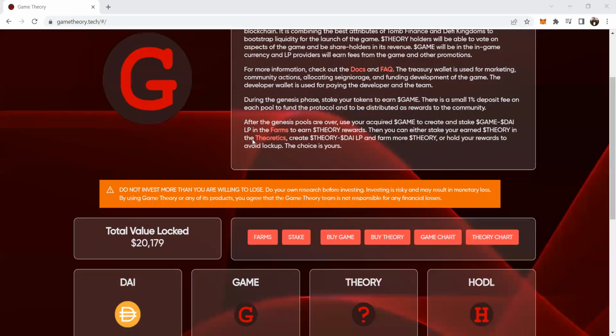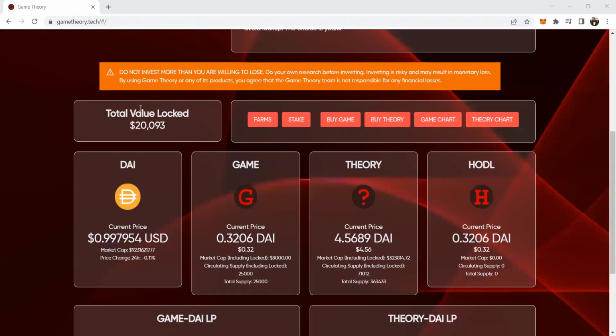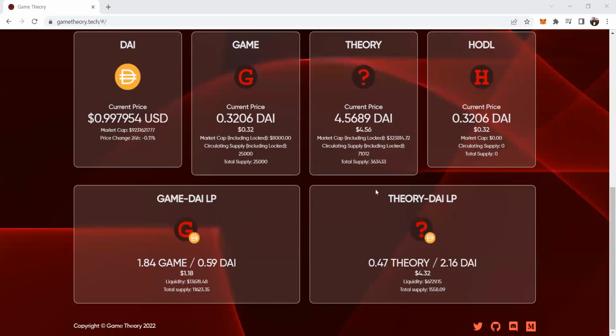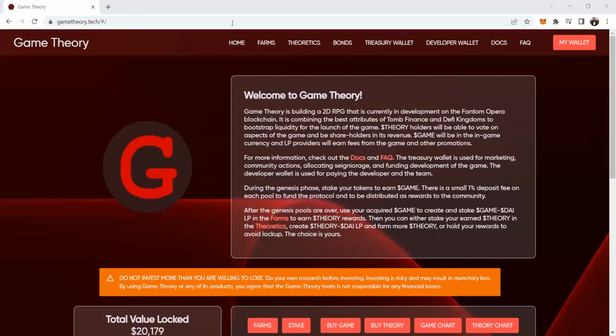On the home page, you've got the total value locked, so you see all the money currently in the protocols. We just launched a few days ago and are just building from the ground up. You've got the price of DAI, our stablecoin that we're pegged to. You've got the price of the game token here and all the statistics. Got the price of theory and all the statistics and our bond HODL. And then you can see the information about the two different liquidity pools.